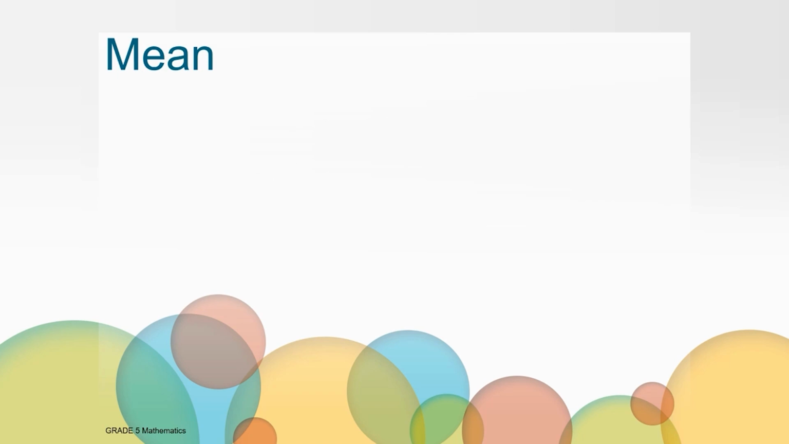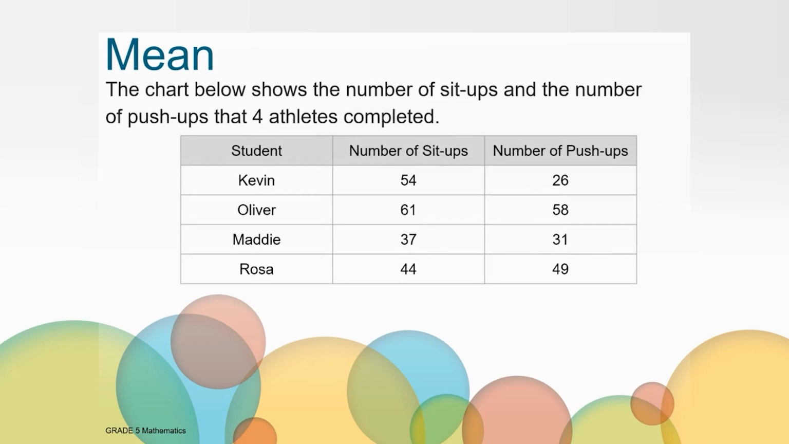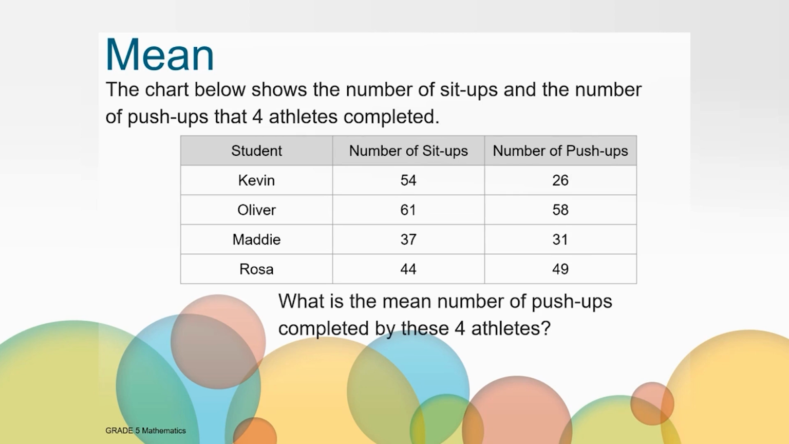Now we're going to look at another example. The chart below shows the number of sit-ups and push-ups that 4 athletes completed. The first column lists the students' names. The next column is the number of sit-ups each student did, and the last column lists the number of push-ups each athlete completed. What is the mean number of push-ups completed by these 4 athletes?